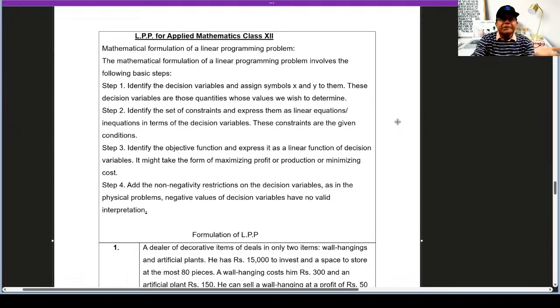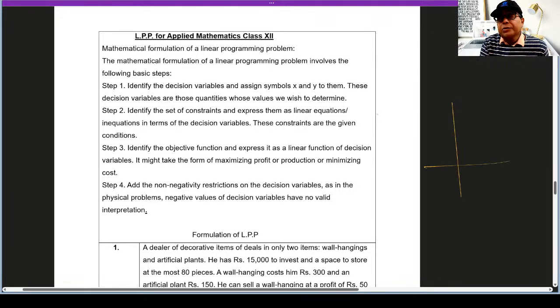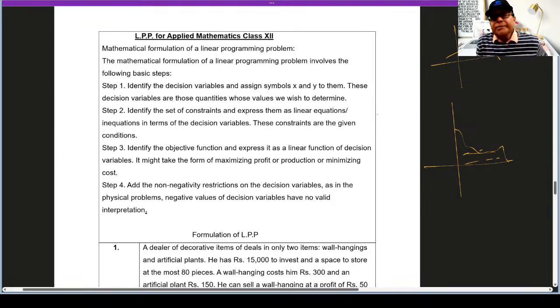Then identify constraints and express them in equation form. Then the objective function as a linear function of the decision variables. And then non-negative restrictions on the decision variables, as in the physical problem, negative values of decision variables have no valid interpretation. So the solution you will always find in the first quadrant. It will never go to any other quadrant. Okay? That region may be like this, bounded by two straight lines here.